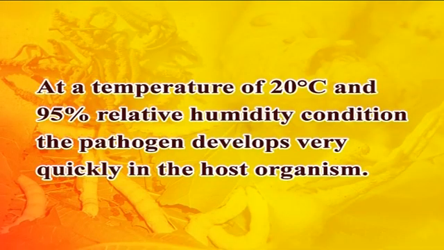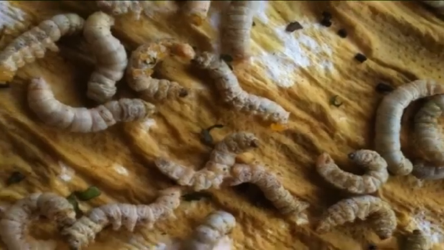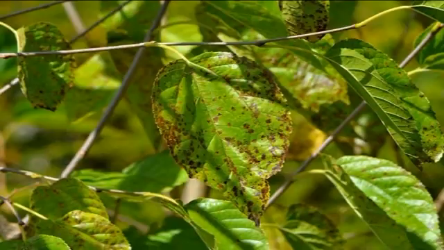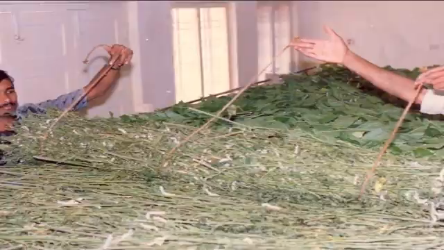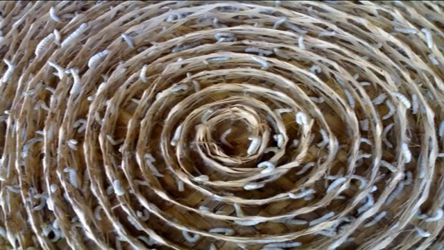At a temperature of 20 degrees centigrade and 95% relative humidity, the pathogen develops very quickly in the host organism. The sources of infection include dead silkworms, contaminated mulberry leaves, infected insects, rearing personnel, rearing equipment and furniture. As a severe contagious disease, it spreads very rapidly among silkworms in a colony, in a rearing room, and from one rearing room to the other or place to places by contact and by air.